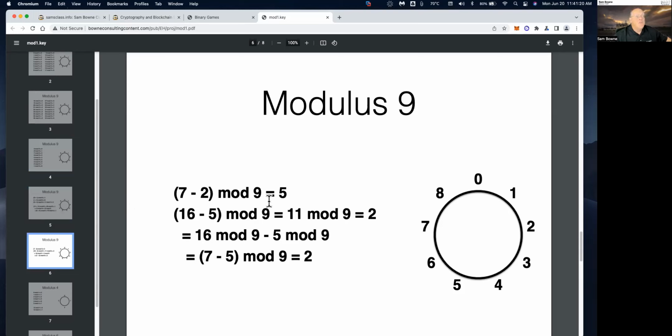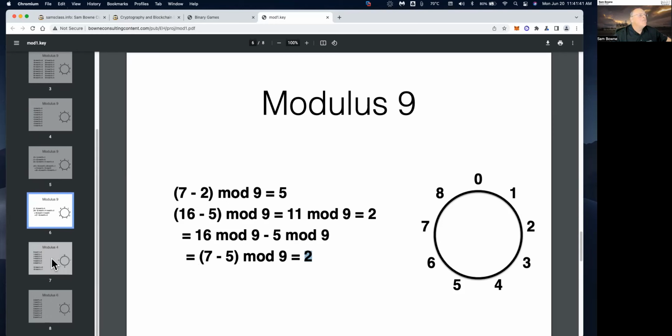And you can do it with subtraction. So if I have 16 minus 5 mod 9, that's going to be 11 mod 9. But I could also do the modulus separately. 16 mod 9 minus 5 mod 9. 16 mod 9 is 7, and 5 mod 9 is 5. So I can get to 2 this way also.